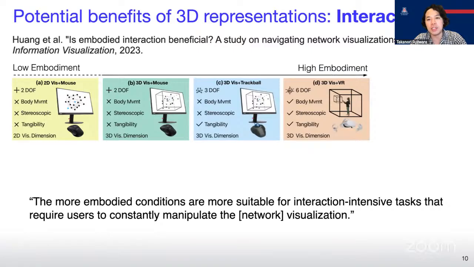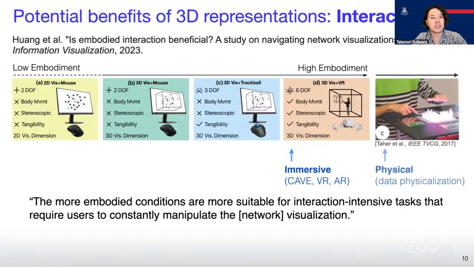And second, 3D representations have potential to provide intuitive and enjoyable interactions. For example, based on Fan et al.'s study on network visualizations, when compared with traditional flat display environments, 3D visualizations and immersive environments such as VR and AR can provide higher embodiment interactions. In their study, because of this high embodiment, users show better task performance when analysis requires many interactions. In addition, we can even employ data physicalization, which can provide even higher embodiment than AR/VR.